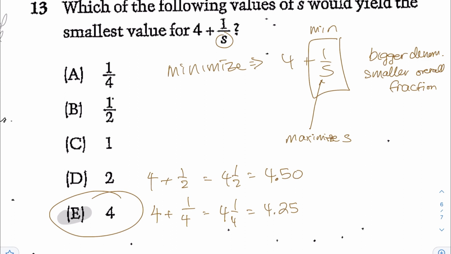And if we go on the other end of the spectrum, for choice A, 4 plus 1 over 1/4 is actually 4 plus 4, which is equal to 8. That's the largest. When you're dividing by a fraction, you have to keep change flip. So 1 divided by 1/4 is really, you do keep change flip, 1 times 4 over 1, which is equal to 4. So this ends up being 4 plus 4, which is 8.